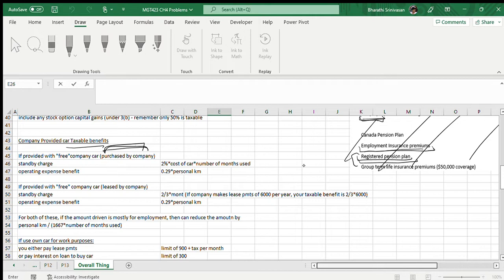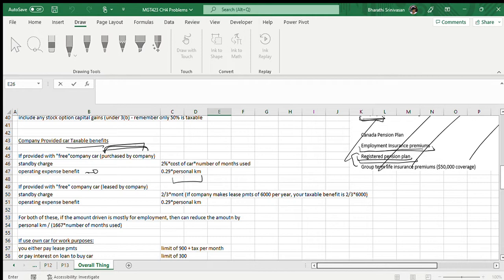And then the operating expense benefit is how much you have used it. So it's 0.29 times the personal kilometers. So this one's sort of how much benefit you get on a personal basis, right? How much do you get to use it for your own personal uses? It's 0.29, all right, this is 29 cents by the way. That's why I wrote 0.29. It's 29 cents per kilometer that you've driven.